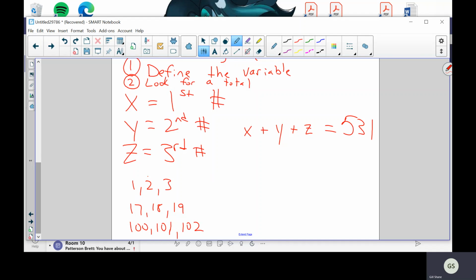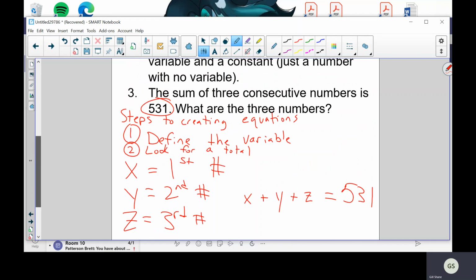There's a relationship that is created by this word consecutive that says I don't really need to define them with a completely different variable. I can just take the first number, which is x, and say, okay, well, the second number is always going to be x plus 1. And I can say the third number is always going to be x plus 2. Now I only have one variable. So I can come back over and change my equation.